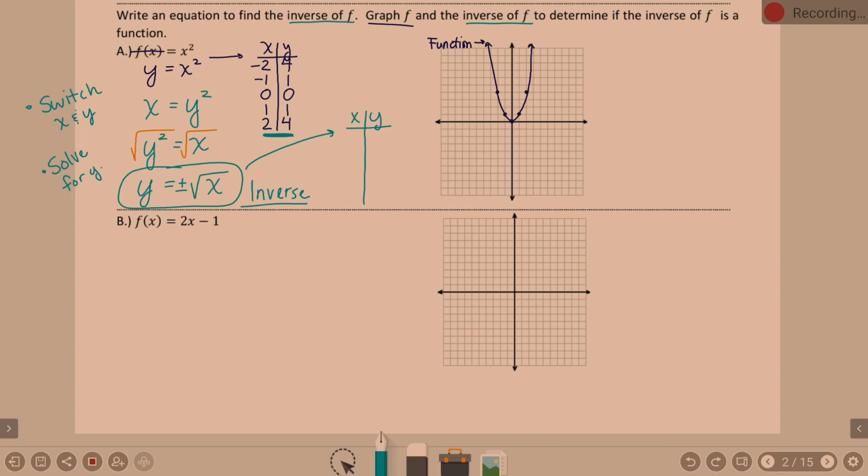It's an inverse, yes. Can you take the XY values we already have and flip them? Yes, you can. If it's the inverse, you can take these over here and switch them. So instead of -2, 4, 4, -2. Instead of -1, 1, 1, -1. 0, 0, 1, 1. Instead of 2, 4, 4, 2.